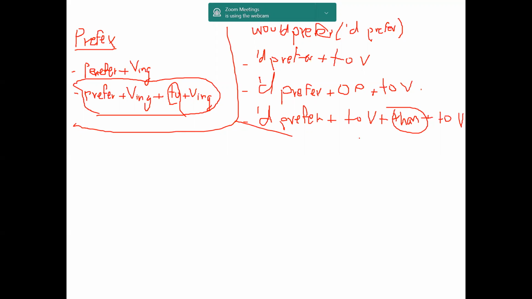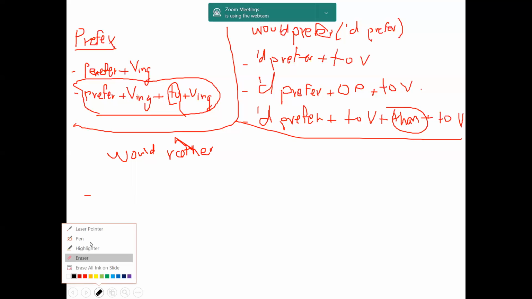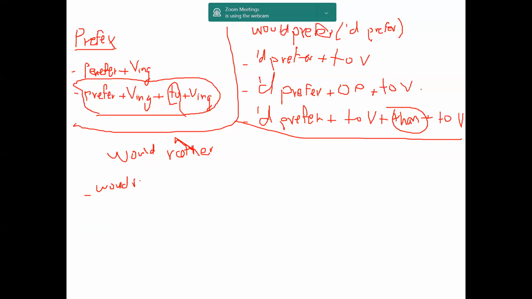Okay, so would prefer. And the last one is would rather. Would rather, we have a lot of forms. So number one, would rather plus what? Would rather plus infinitive, or plus verb, right?